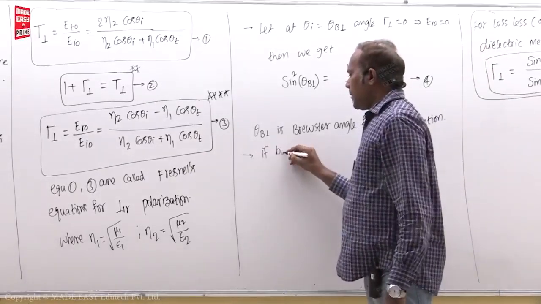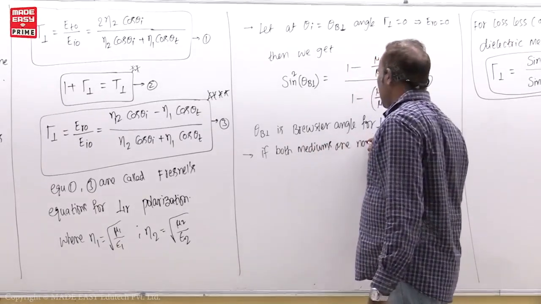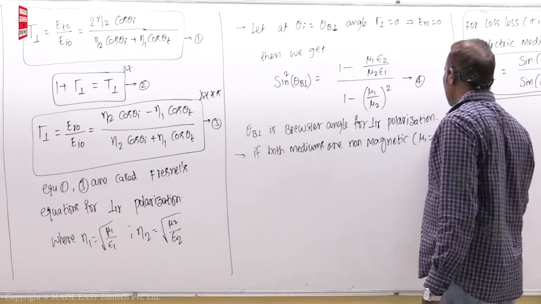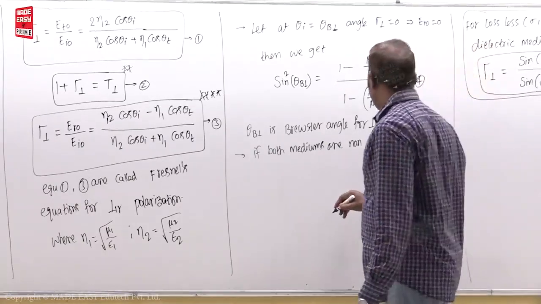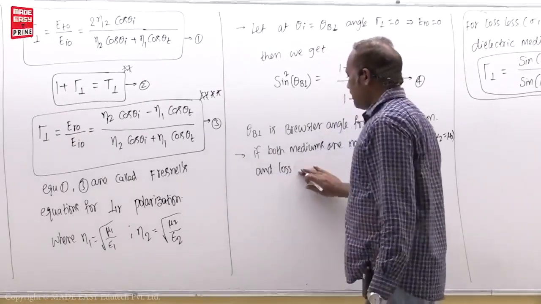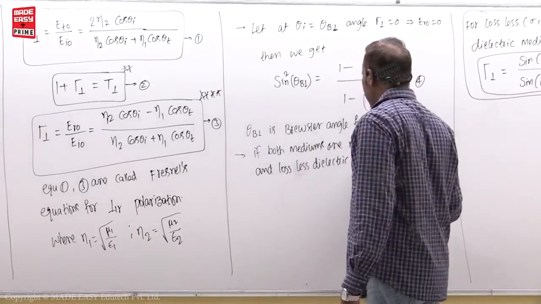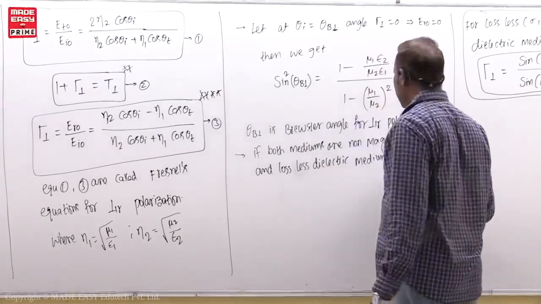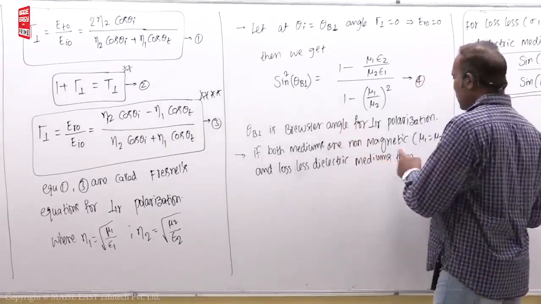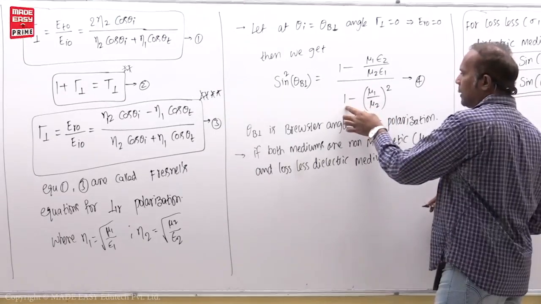Okay. Now, what is the actual case? If both mediums are non-magnetic, that means mu 1 is equal to mu 2 is equal to mu naught, non-magnetic and lossless dielectric mediums, then you see this one. If mu 1 is equal to mu 2, this is 1 minus 1, which is 0. Denominator 0 means infinity.